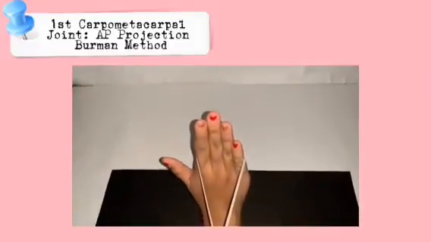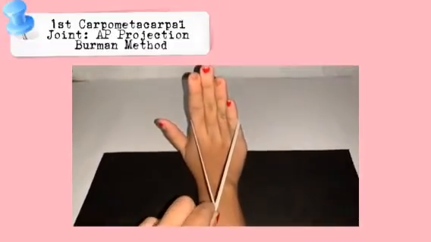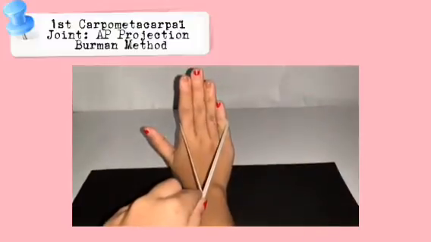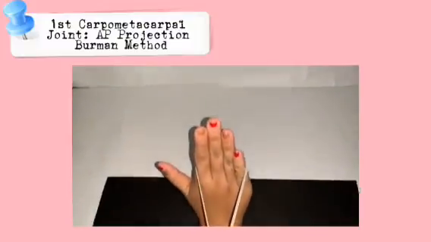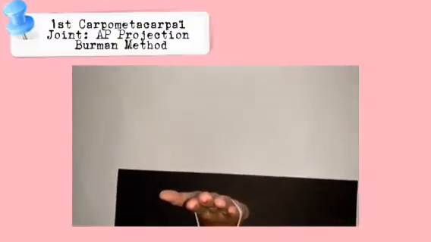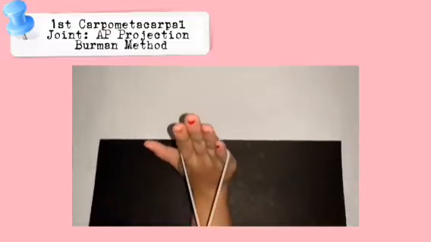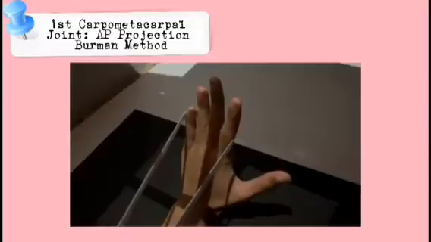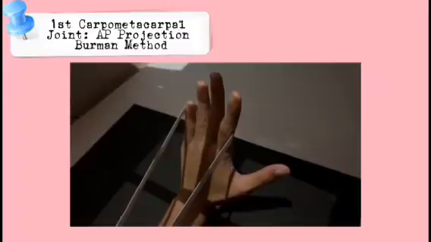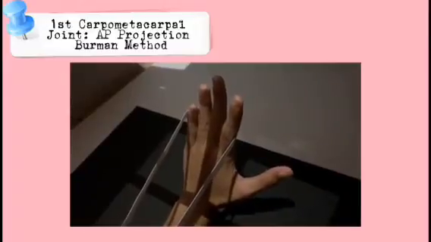First carpometacarpal joint, AP projection, Burman method. Position of patient. Sit the patient at the end of the radiographic table so that the forearm can be adjusted to lie approximately parallel with the long axis of the IR.